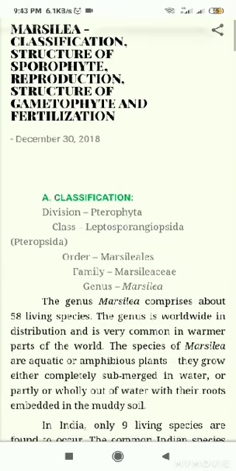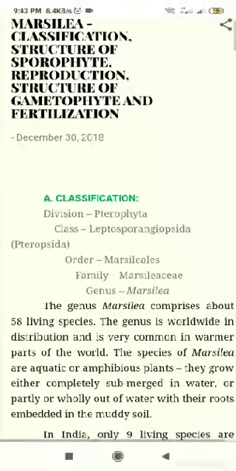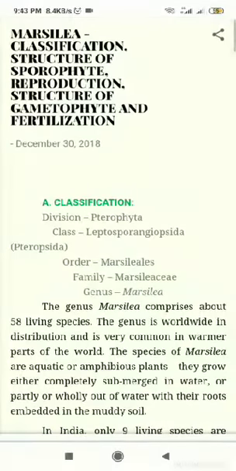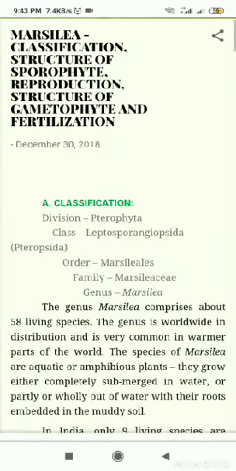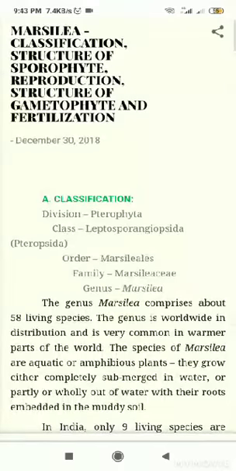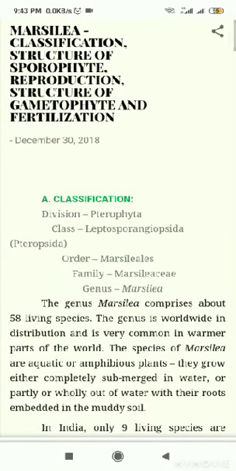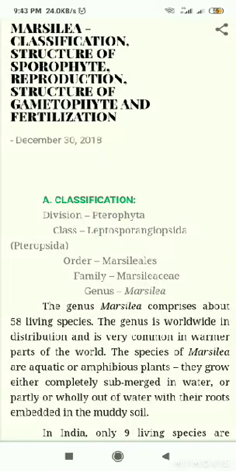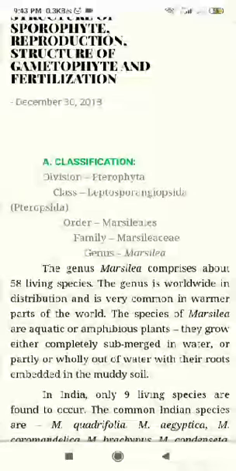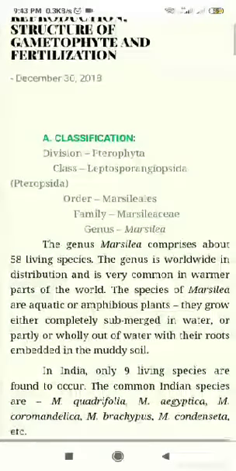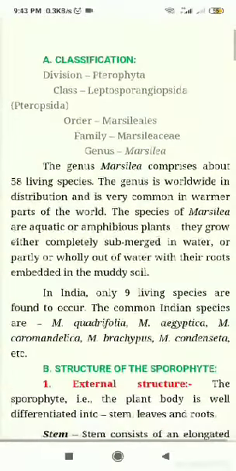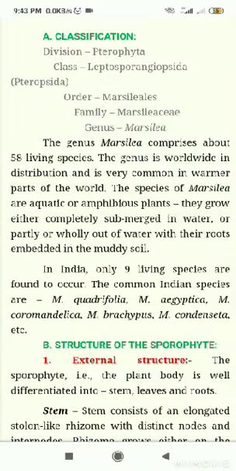So, for that reason, first of all, we have to know about the distribution of Marsilea. The genus Marsilea comprises about 58 living species which are distributed worldwide, while in India only 9 species are found. Species of Marsilea are aquatic or amphibious plants. They grow either completely submerged in water or partly or wholly out of water, with their roots embedded in the muddy soil.